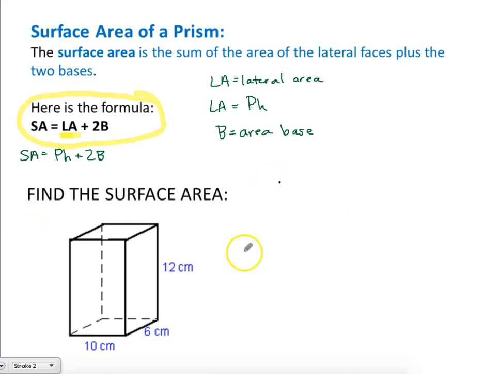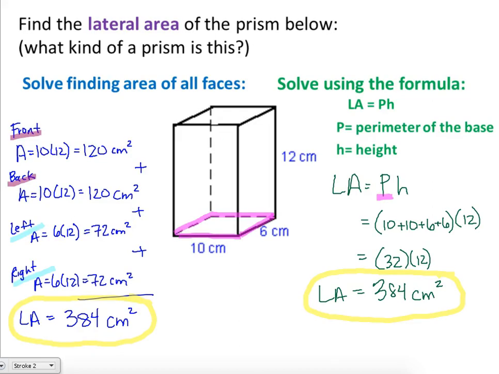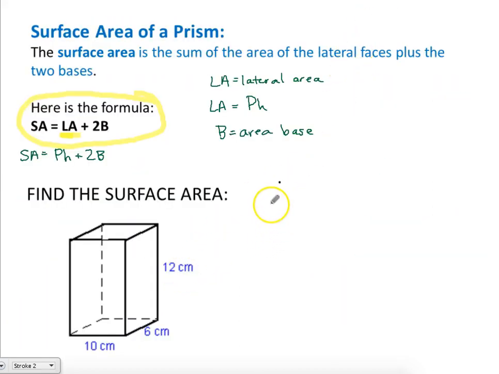All right, so let's go ahead and find the surface area of this. This is the same prism that we were looking at here. So let's take it a step further and find the actual surface area. So we know the lateral area of this, remember it was 384 centimeters squared. And so we're going to plug that in to our surface area formula. But before we do that, what is the capital B? That's the area of our base. So what is the area of our base?